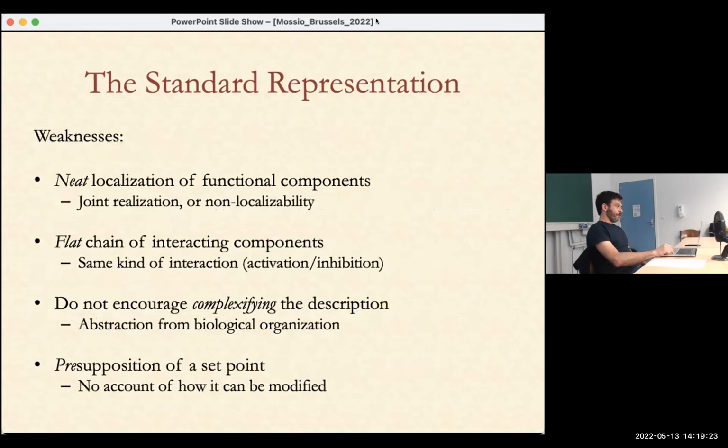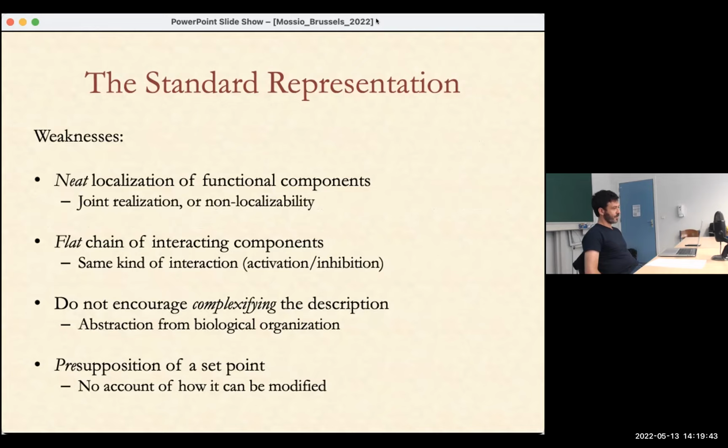In the paper, we try to make explicit some of the weaknesses of this modeling strategy. We distinguish between four aspects, which have not the same importance, of course. Some of them are more important than others.